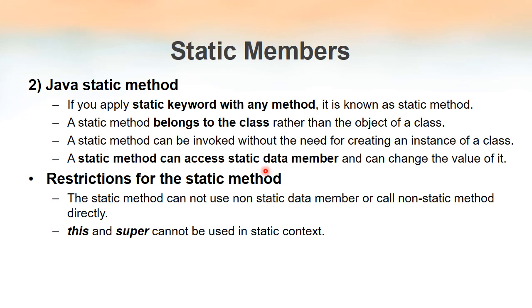They are: a static method cannot use a non-static data member. That is, if you are declaring a variable outside a static method, and that variable is not static, then the static method cannot use it. For example, if I declare a variable int a outside the main method, and I try to access that variable inside the main method, it will show an error because of this reason. A static method cannot use a non-static data member.